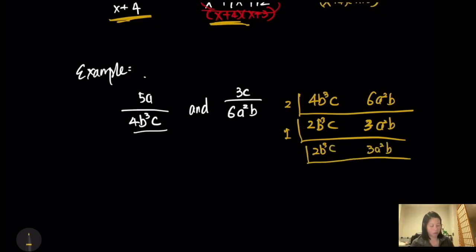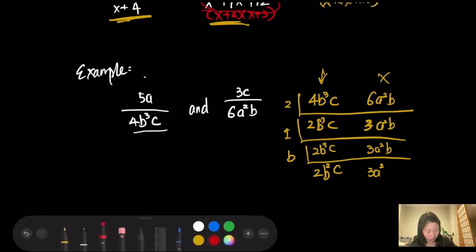Or you can just go ahead and skip the a. And now we have b. They only have one b in common. When you divide by b, you have b squared c and 3a squared, and just b. And c, as you can see, only one term has a c. The second one doesn't have a c, so we don't need to write it, or you can just divide by 1.